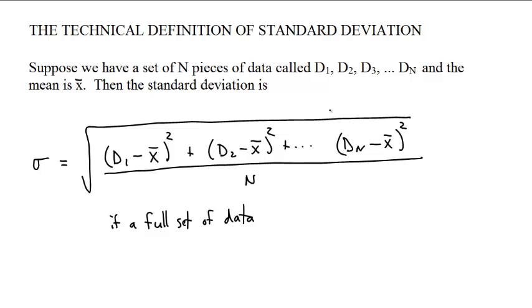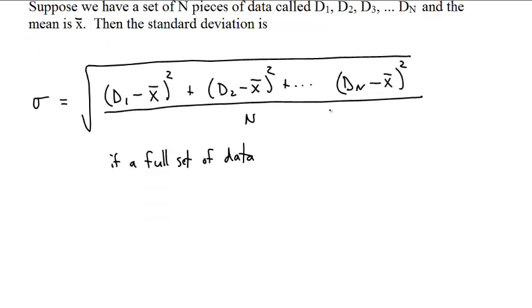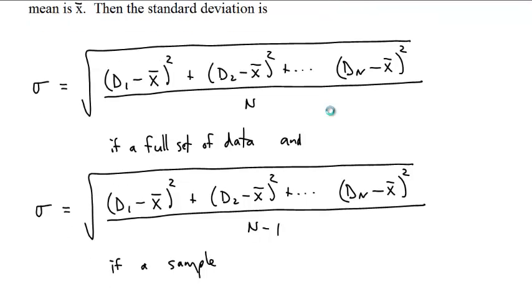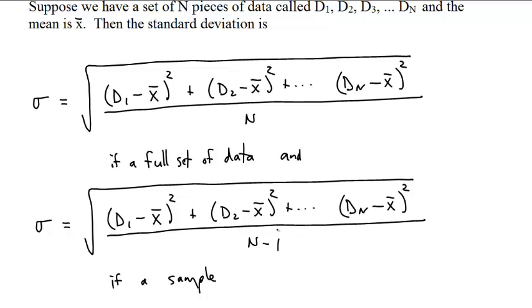But you only use that formula if it's a full set of data. If it's a sample, we use almost the exact same formula, but with an n minus 1, divide by n minus 1. Sometimes this is called sigma sub n and sigma sub n minus 1 to indicate whether you divided by n or you divided by n minus 1.